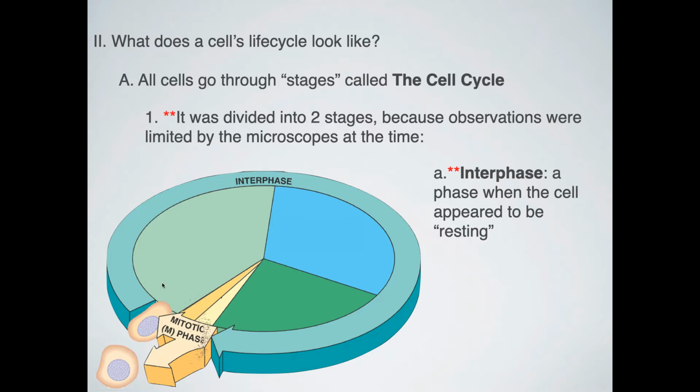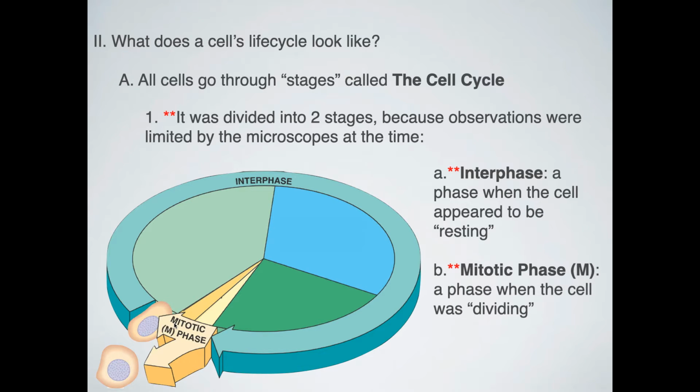What's the other part though? That other little yellow part on the outside of our main pie chart here is called the mitotic phase, or capital M. It's the phase when the cell was dividing. And notice that makes up a tiny little fraction of this. That was when cool stuff was happening under the microscope. So they were like, oh, great, boring, boring, boring. Oh, something cool. And it's already done. And then it goes back to being boring again. That was kind of the view of what cells were doing pre-good microscopes.